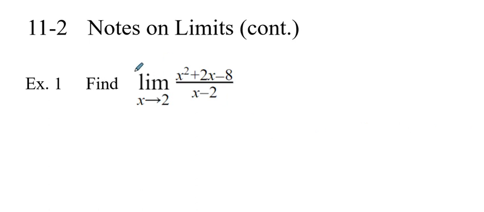So this problem here reads, find the limit as x approaches 2 of x squared plus 2x minus 8 over x minus 2. Now, one thing you'll notice right away, if you plug 2 in place of x, you get 2 squared, 4, you get 0 over 2 minus 2, 0. So here's that indeterminate number. We don't know what this is equal to. So just plugging 2 in place of x doesn't help us.